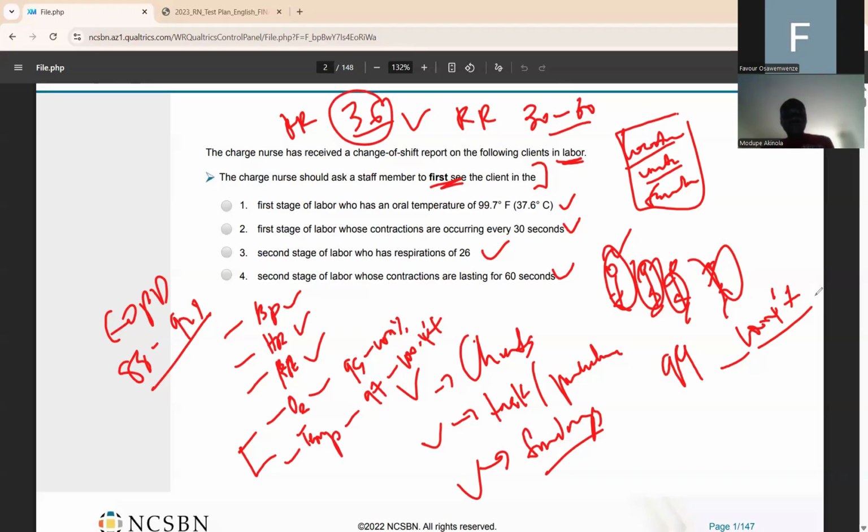Right. But in this case, that's what the charge nurse got as the first report. The client has a temperature of 99.7, but we want to see a client first. Because this client has 99.7 and it's not more than 100.4, this client can wait. Do you agree? Okay. Now you have client two, with contractions occurring every 30 seconds. Tell me, what do you understand about contractions?